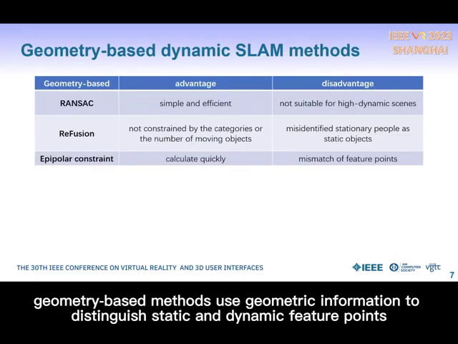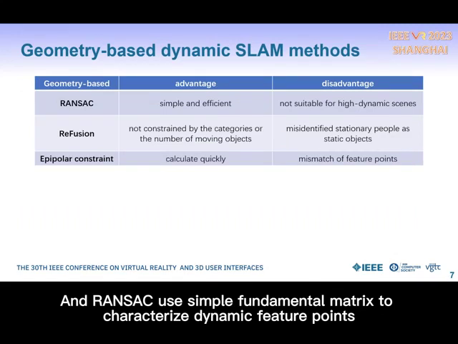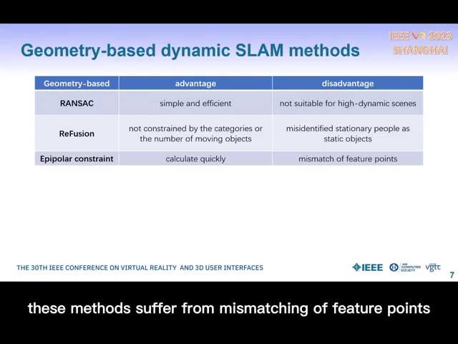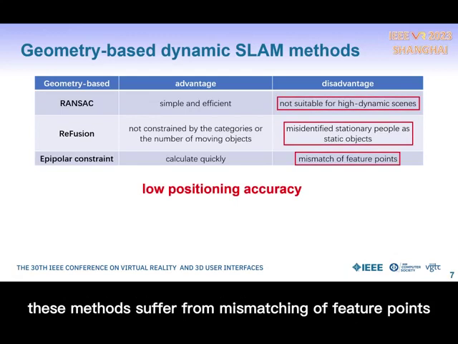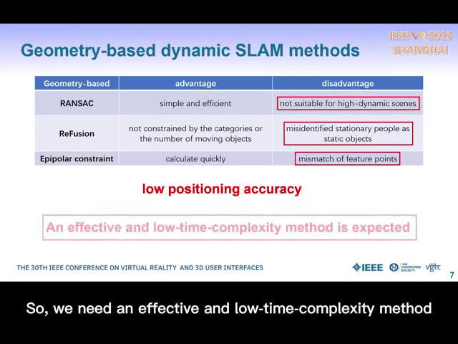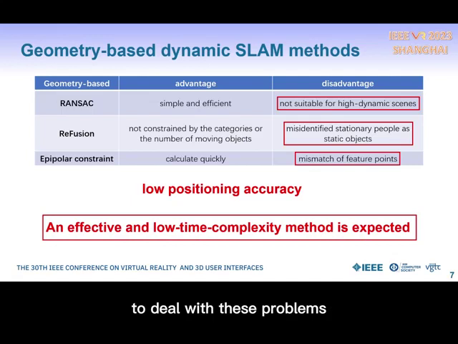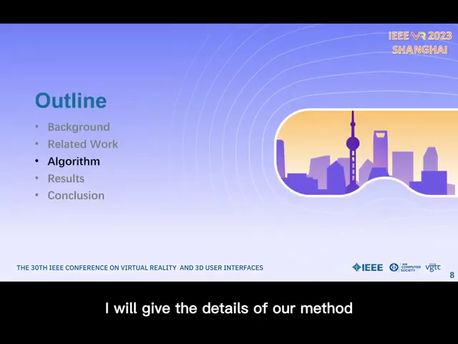Then geometry-based methods use geometric information to distinguish static and dynamic feature points, such as ReFusion and epipolar constraint, and RANSAC use a simple fundamental matrix to characterize dynamic feature points. However, these methods suffer from mismatching of feature points, resulting in wrong localization. So we need an effective and low time complexity method to deal with these problems. Next, I will give the details of our method.